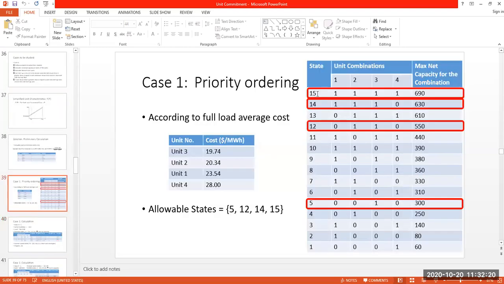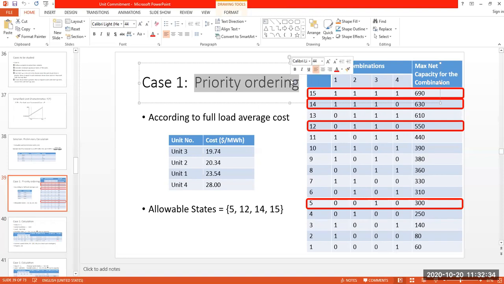So you see the red colored cells. These are highlighted cells. Why are these highlighted? Because only these units are allowable, because we are considering strict priority ordering. So that is to say, I have to turn on unit 3 first. I can't choose any other units before this to turn on. Why? Because unit 3 has the highest priority, with the least full load average cost.